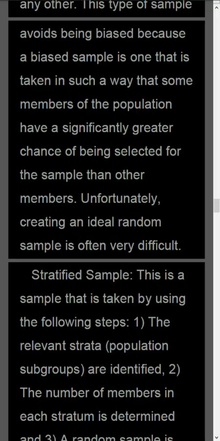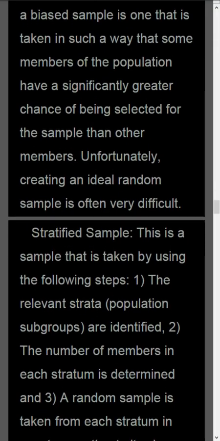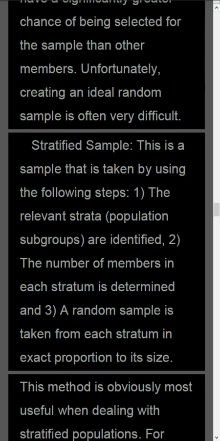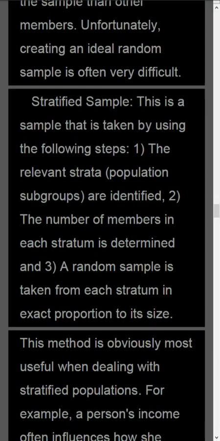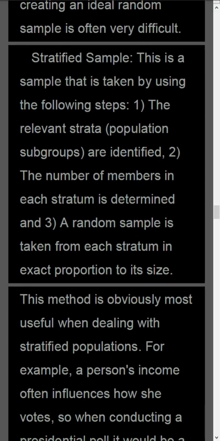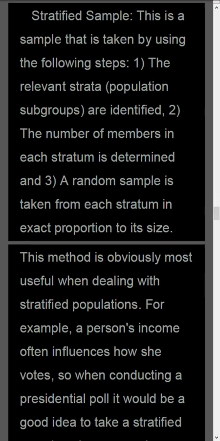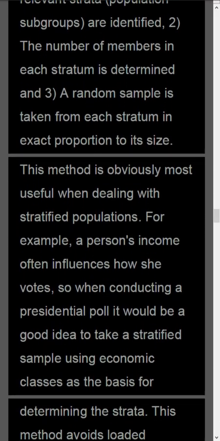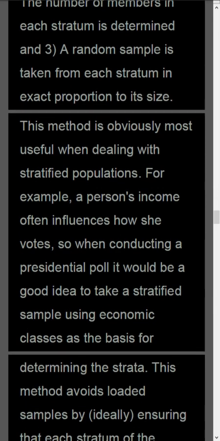Stratified sample. This is a sample that is taken by using the following steps. 1. The relevant strata, population subgroups, are identified. 2. The number of members in each stratum is determined. And 3. A random sample is taken from each stratum in exact proportion to its size.